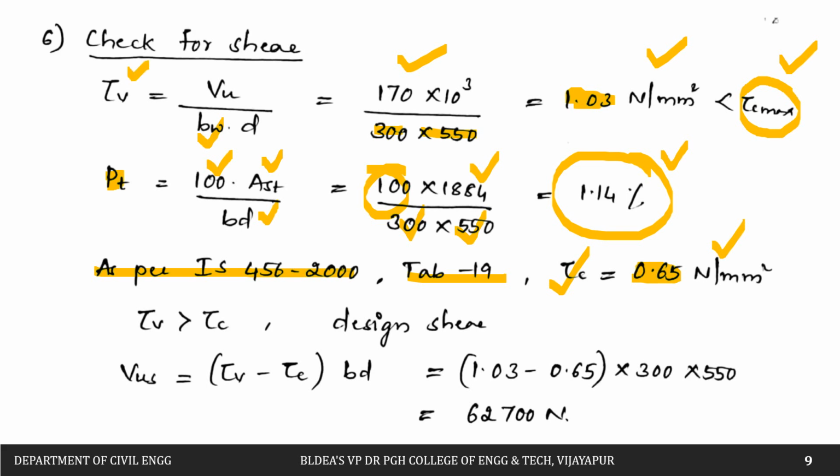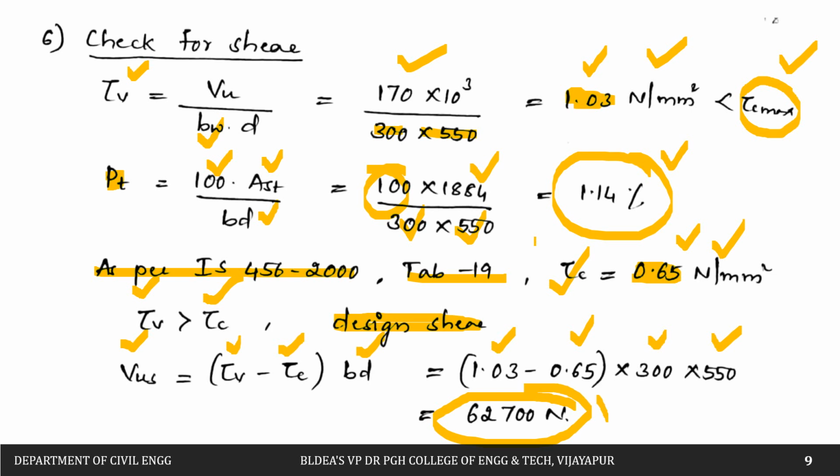And tau v has to be checked with tau c value. Tau v value is 1.03, which is greater than 0.65. Tau v is greater than tau c, so therefore we have to design it for shear now. So we have to calculate Vus, that is equal to (tau v minus tau c) multiplied by b d. So that is (1.03 minus 0.65) multiplied by 300 multiplied by 550. So we'll get the answer as 62,700 newtons.